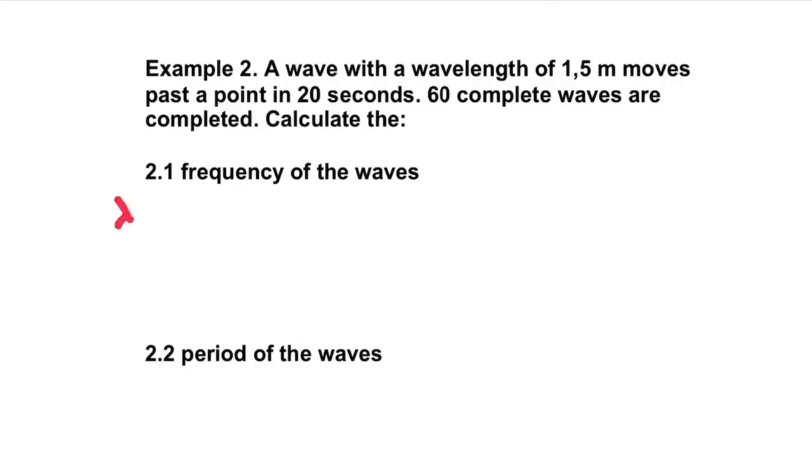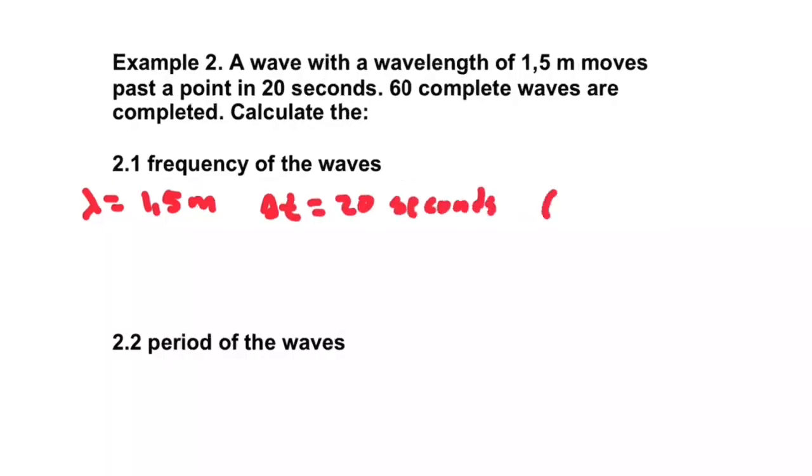The wavelength is equal to 1.5 meters. And then we have some time taken. So we have delta t being equal to 20 seconds. We have 60 complete waves. And we need to determine the frequency. So the frequency is what we're interested in.